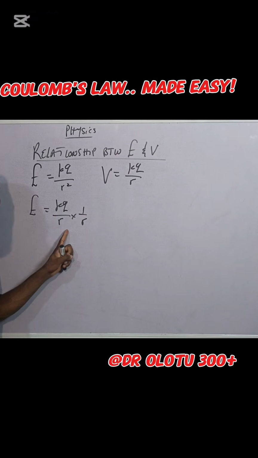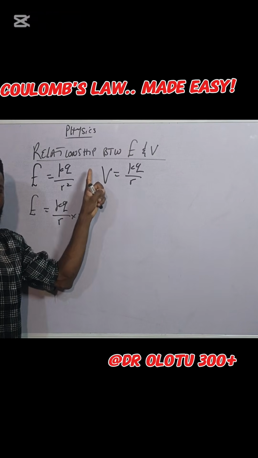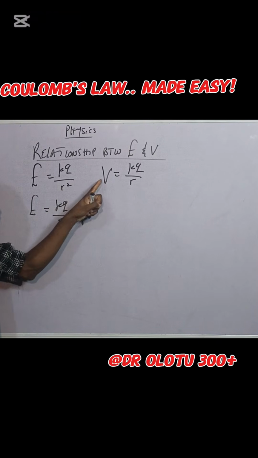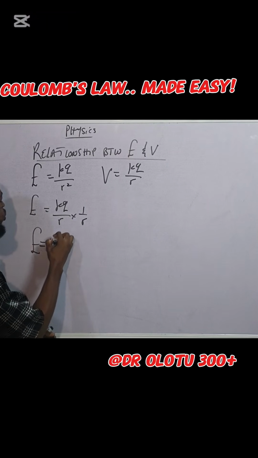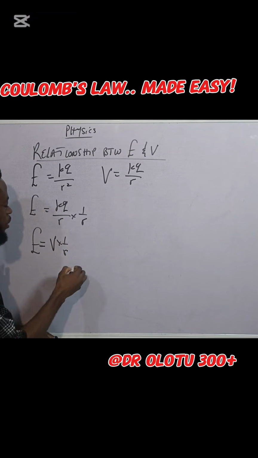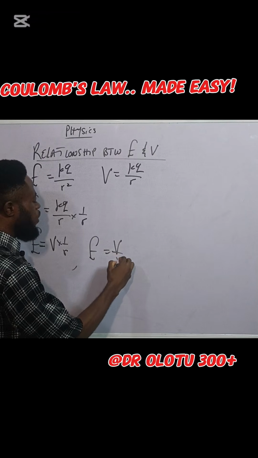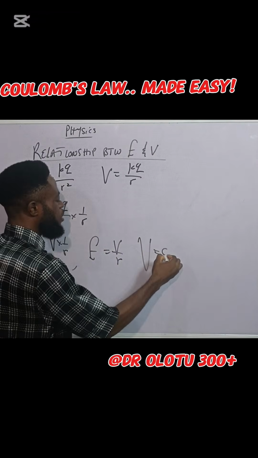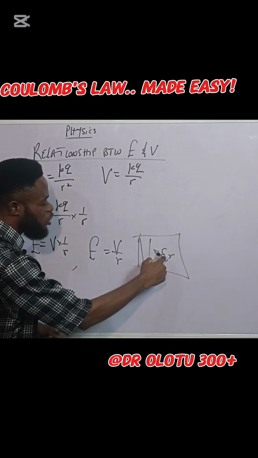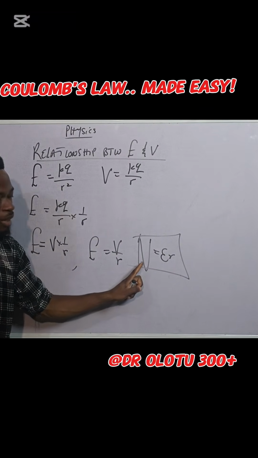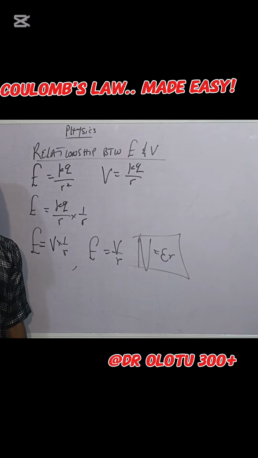If KQ over R is V, we can substitute V for KQ over R to now say E is equal to V times 1 over R. That means E is V over R, which means V is equal to E R. This right here is the formula relationship for electric potential and electric field intensity.